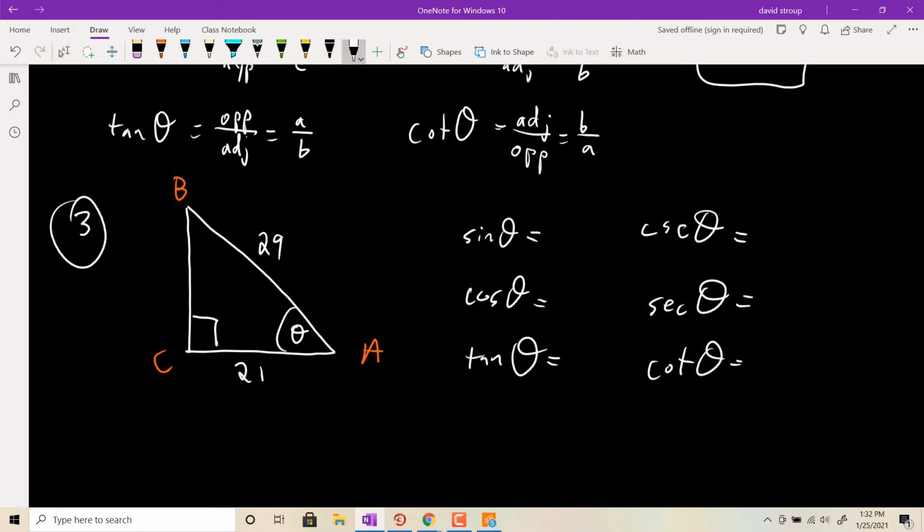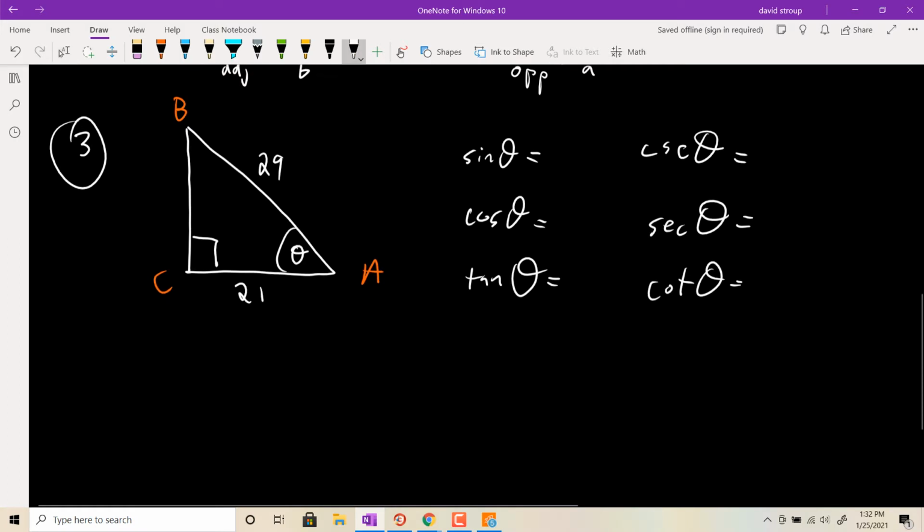Okay, so I'm given the adjacent. This side right here is adjacent to the angle. This side here is the hypotenuse. I need the opposite though, right? So I need to figure out what that opposite side is. And you could use the Pythagorean Theorem.